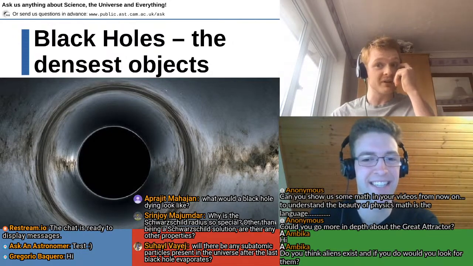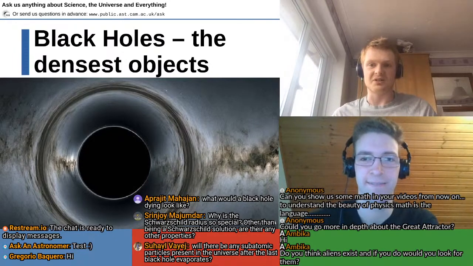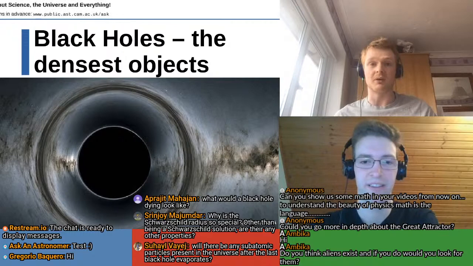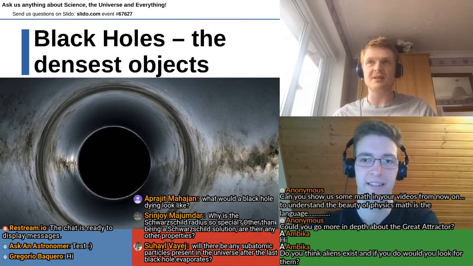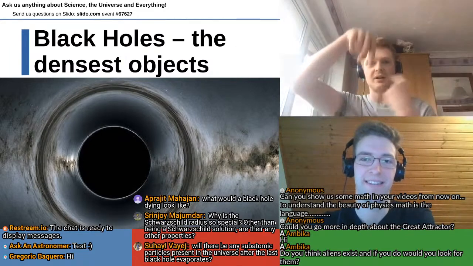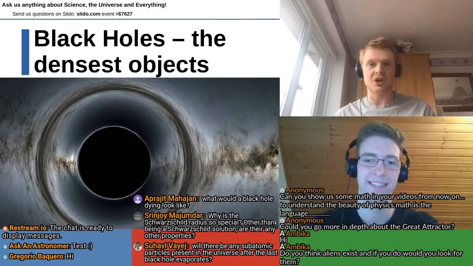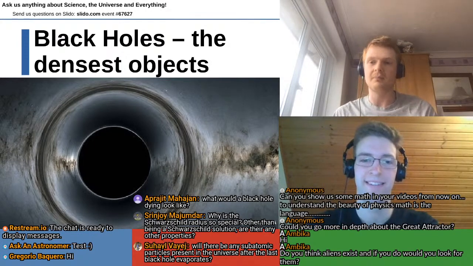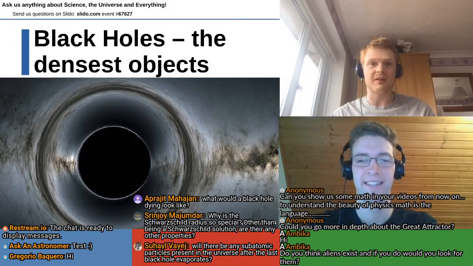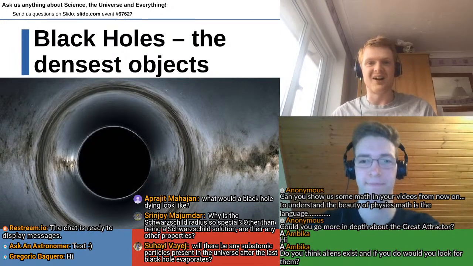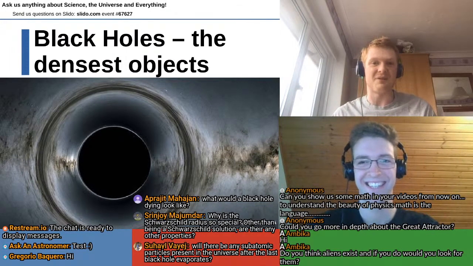So the fundamental reason why the Schwarzschild radius is so special is because it defines what we call the event horizon. I should be specific here: I'm talking about a black hole that isn't spinning, so it's not rotating round and round like the Earth does, and it's not charged, so there's no electrical charge at all. With these properties, this was actually the first solution to Einstein's general relativity that we ever found.